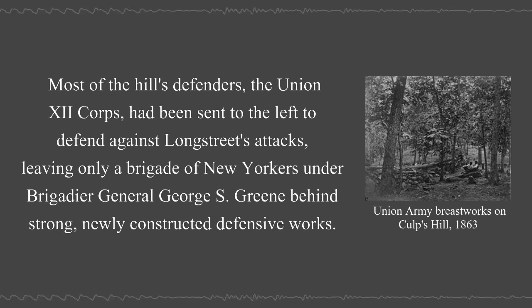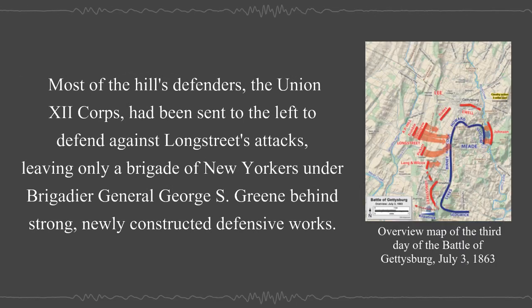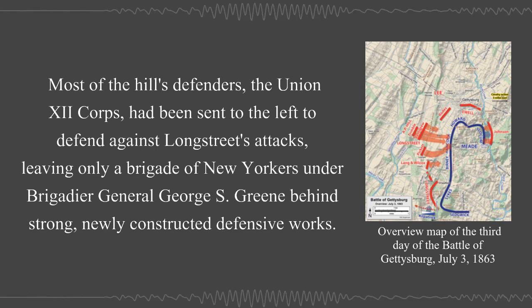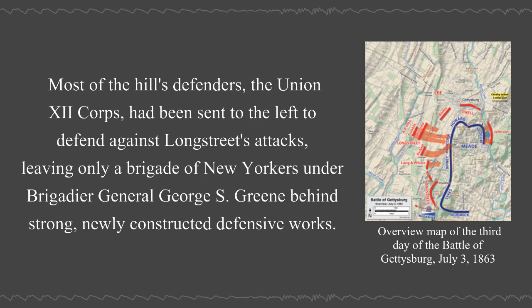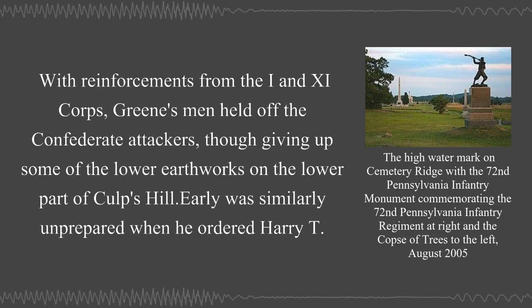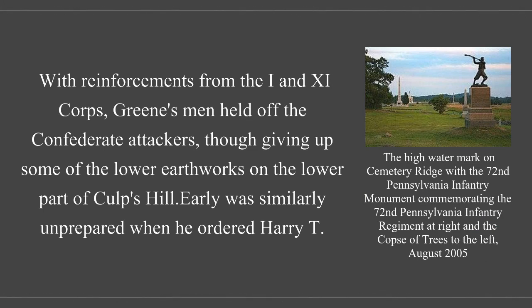Most of the Hill's defenders, the Union XII Corps, had been sent to the left to defend against Longstreet's attacks, leaving only a brigade of New Yorkers under Brigadier General George S. Greene behind strong, newly constructed defensive works. With reinforcements from the I and XI Corps, Greene's men held off the Confederate attackers, though giving up some of the lower earthworks on the lower part of Culp's Hill.